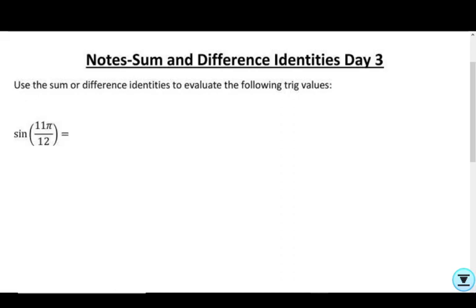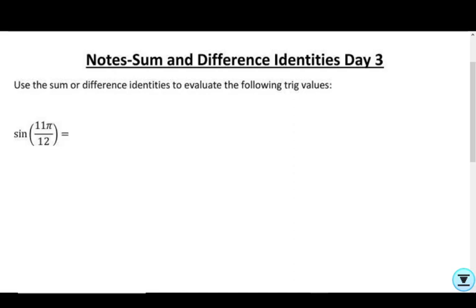So today we're practicing the sum and the difference identities. Basically, we use them so that we can take an angle that is not on the unit circle and use unit circle values to define it. There's a couple other things to use it for as well, but that's what we're going to be doing today. So, sine of 11 pi over 12.